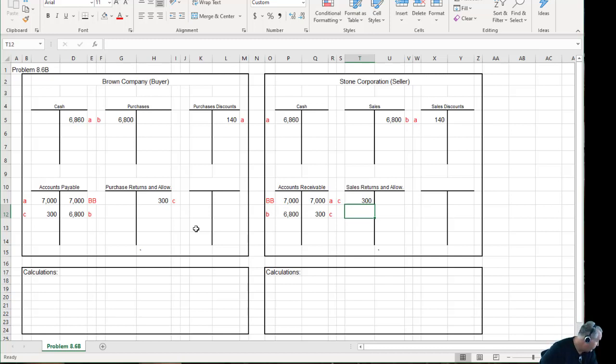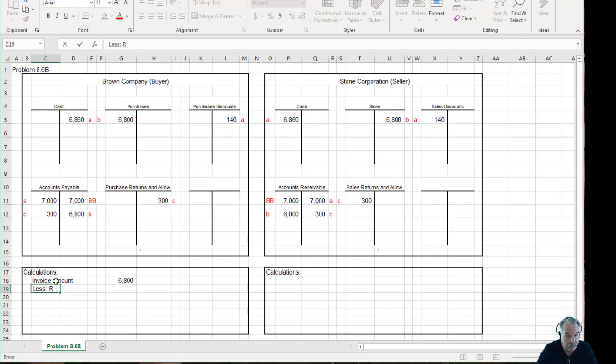Transaction D says paid the amount due. So we're going to pay for that transaction less the return. We're going to prepare a schedule. The invoice amount was $6,800, less the return, which was $300. So the amount due is $6,500. I'll go ahead and draw a line.